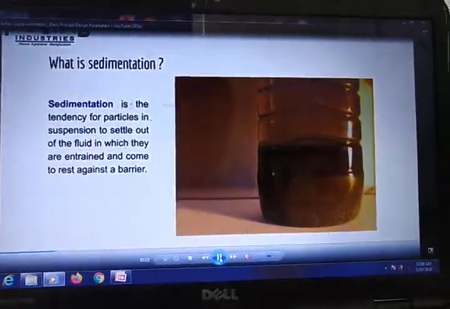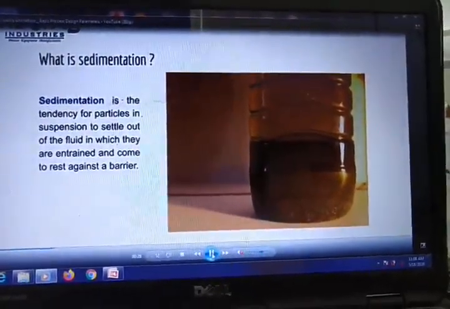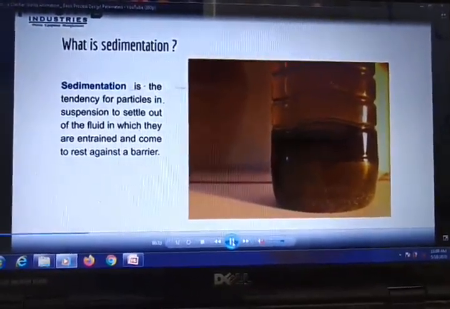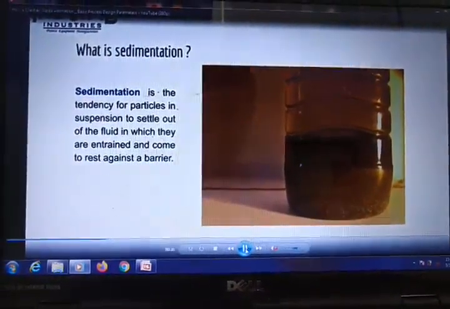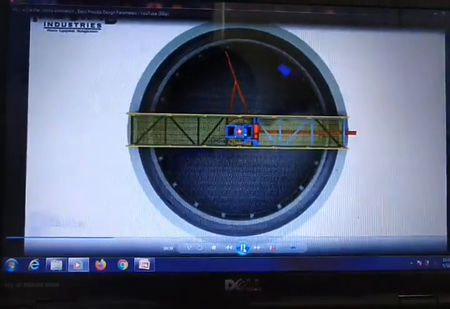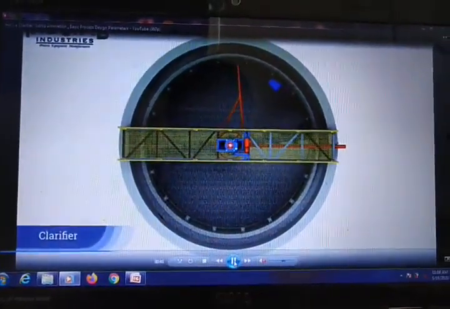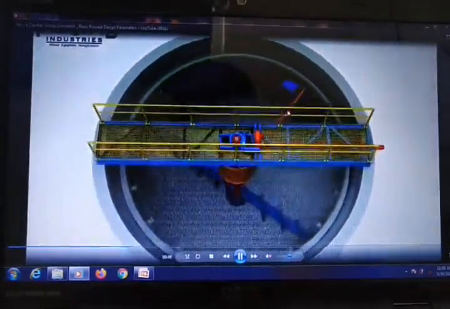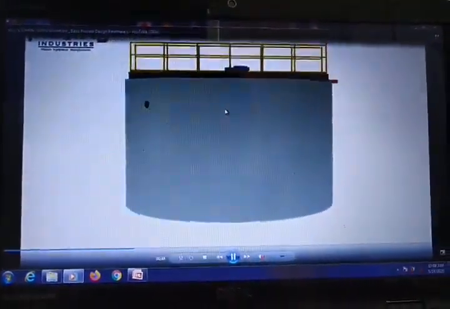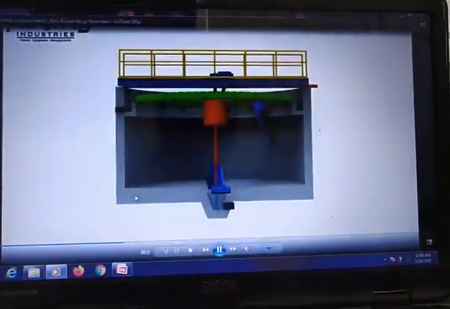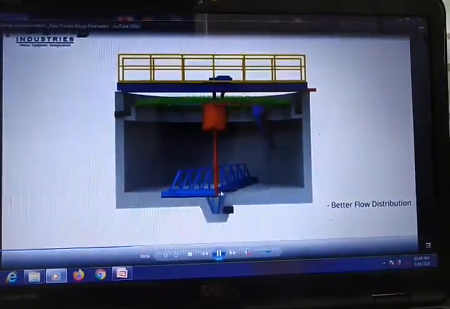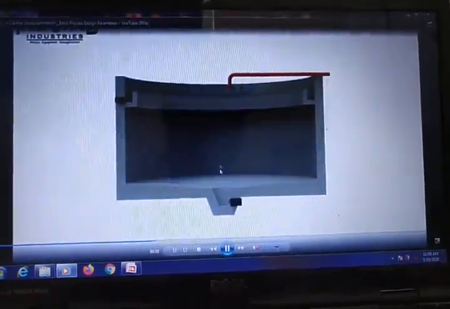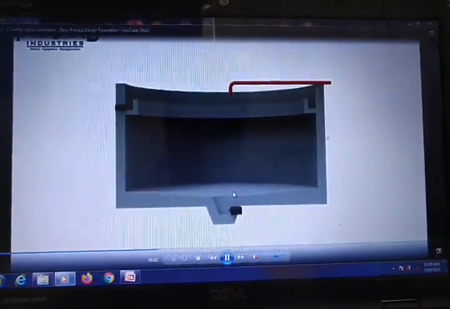Okay, see, as you know, sedimentation is just the process of separation of the particles to settle out of the fluid in which they are entrained. This is the drive unit here, which is rotating the scraper at the bottom, and this is the well at the center. As you can see, this is the mechanism of the separation and settlement of the sludge. So this is the central influent well here, and that is the scraper mechanism.